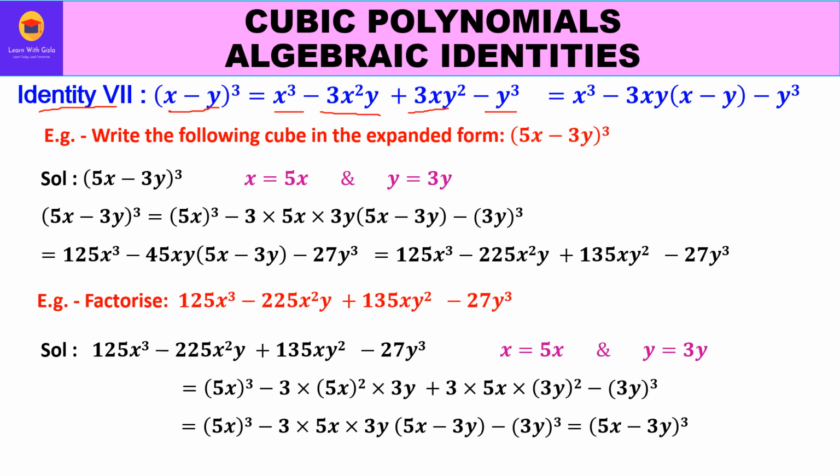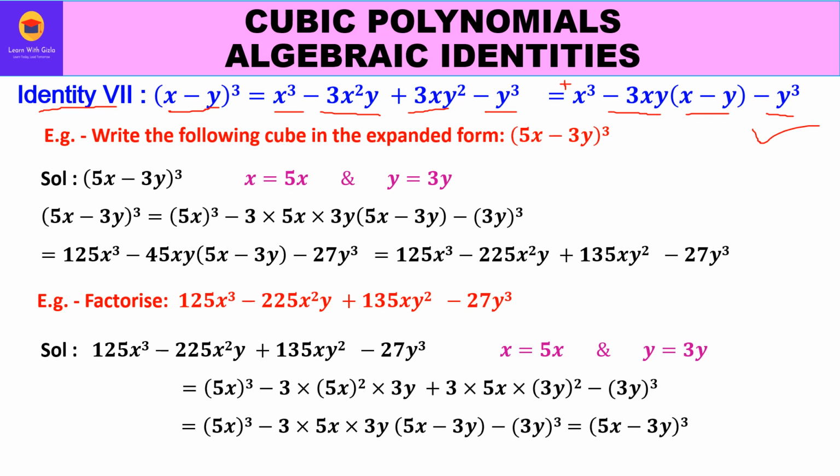Now if you take 3xy common, minus 3xy common in the middle, in the bracket you will get x minus y, and minus y cube as it is. So this is another way of writing the product. Always remember, over here only the first term is positive, the rest are all negative. Now again, three types of questions we can get. One is to expand the factors, another is to factorize, and another is to evaluate.